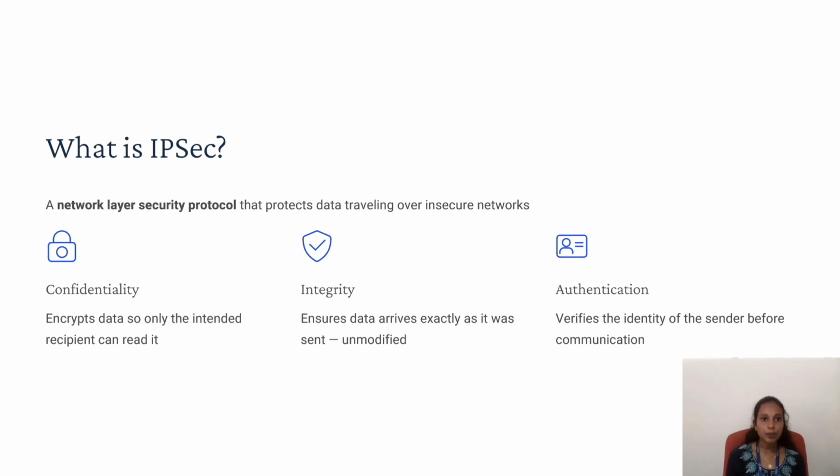One is transport mode and another is tunnel mode. Transport mode encrypts only the payload and is faster and efficient. Tunnel mode encrypts the entire packet, provides higher security, and is used in VPNs. So IPsec ensures end-to-end security at the network level.